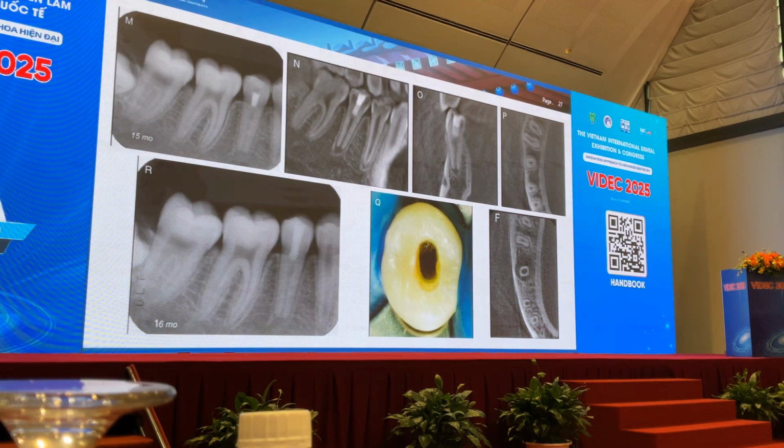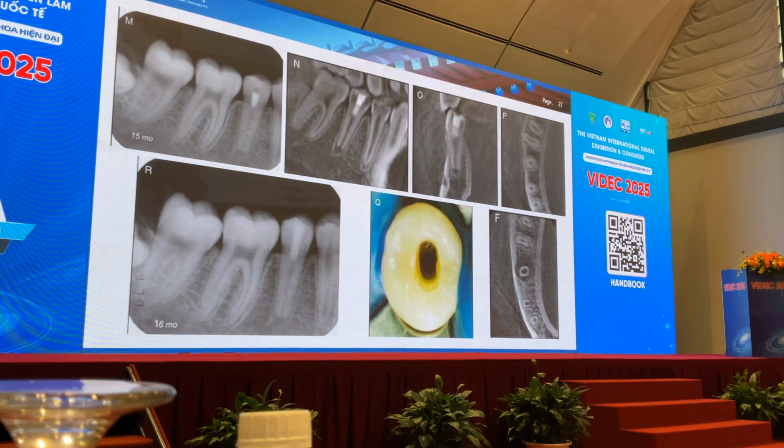This case shows vital pulp surgery also achieved complete success for young permanent teeth, even with large apical radiolucency, right? It's a very large radiolucency. It's a very large apical bone lesion.